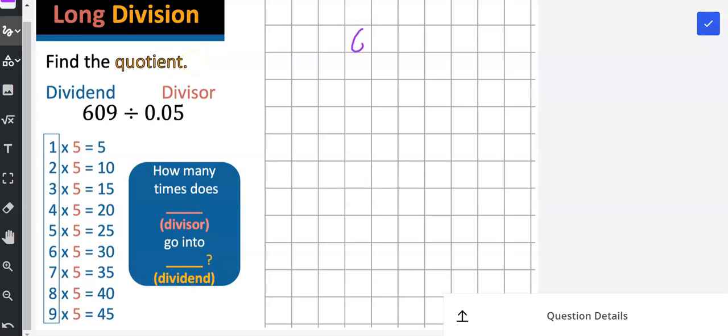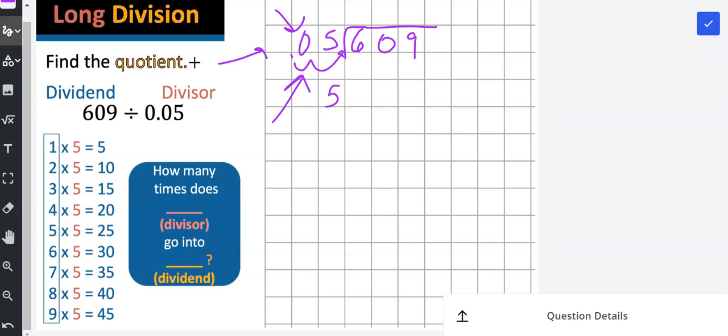All right, in this problem, the number 609, the dividend, is being divided by the divisor, which is 0.05, or you could say 5 hundredths. And to decide if you need to move the decimal, you should look at the divisor. If there's a decimal in the divisor, you need to move the decimal. So there is a decimal in the divisor, so you need to move the decimal until it hits the wall. That's another way to say that you need the divisor to be a whole number.